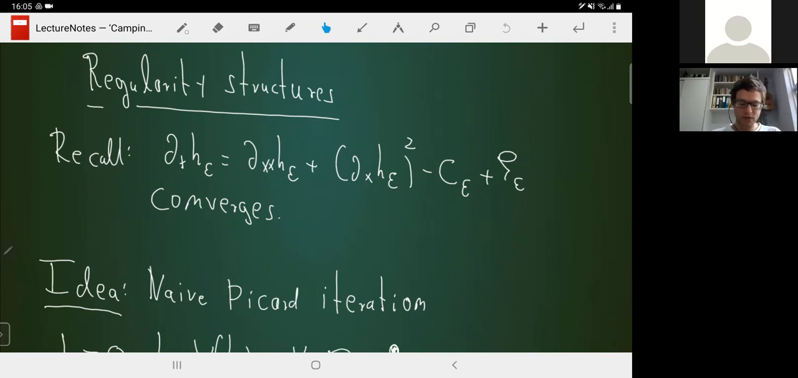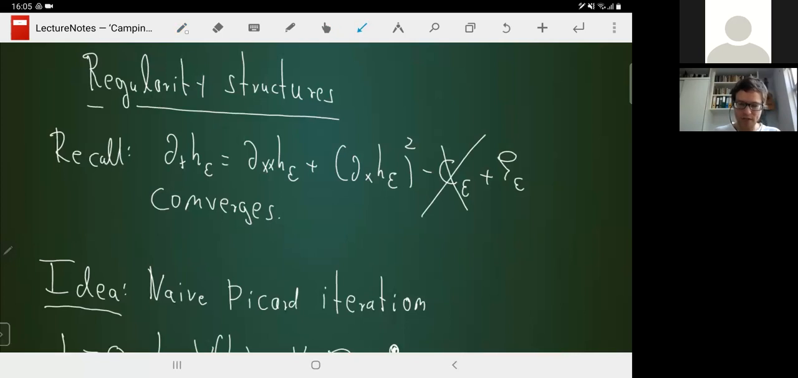So the last time we really started to talk about regularity structures, and there's this example that we have, the KPZ equation. Recall, this is now a revision of last class. One of the main results says that this sequence of equations converges, where C epsilon is a sequence of constants going to infinity, which in particular implies that without the C epsilon, it does not converge.